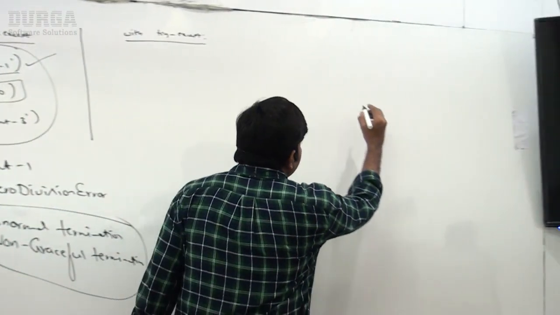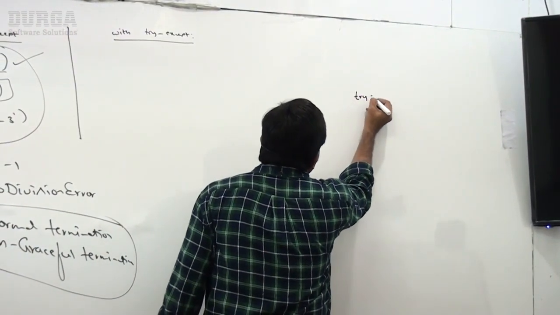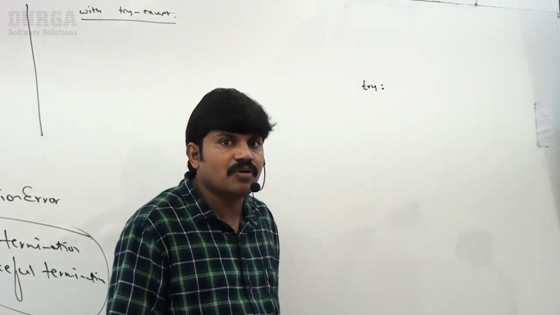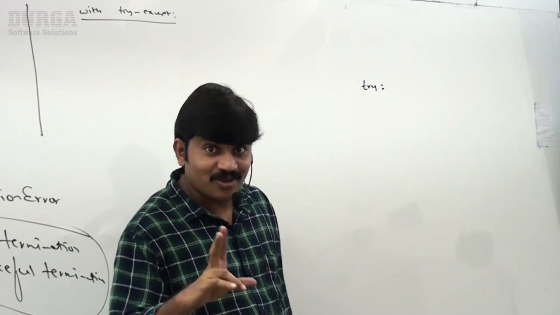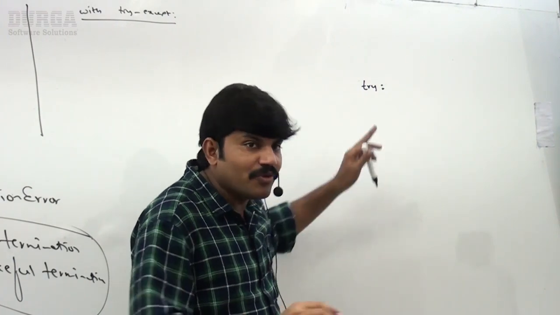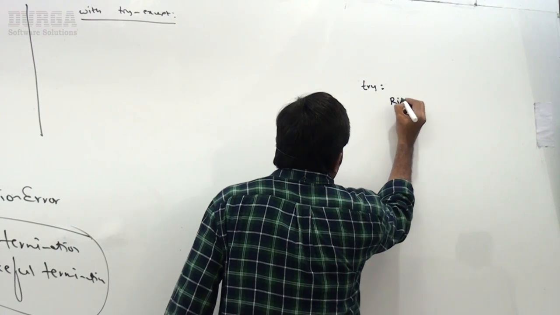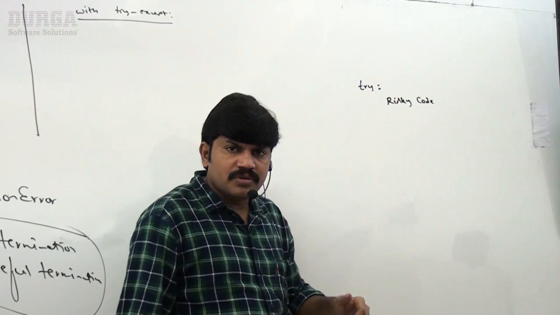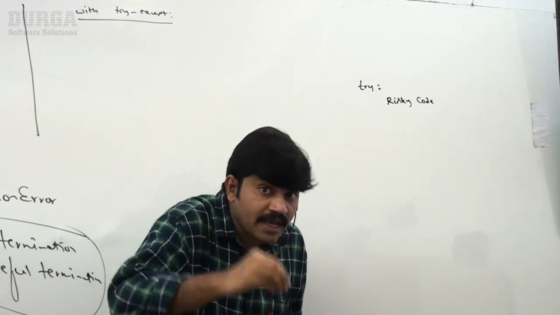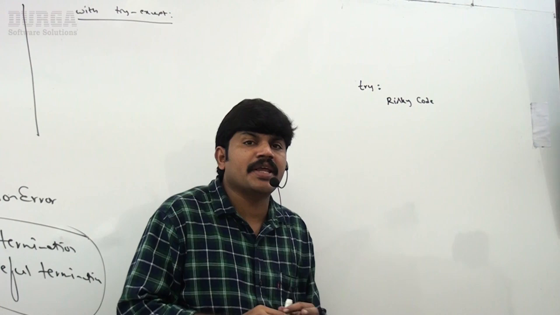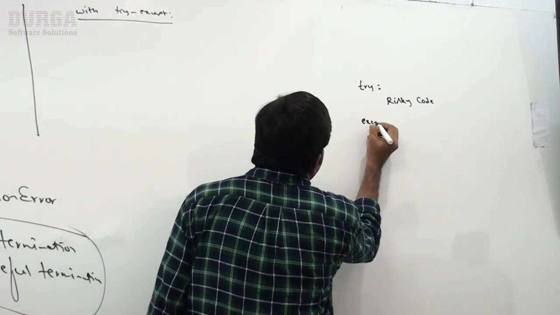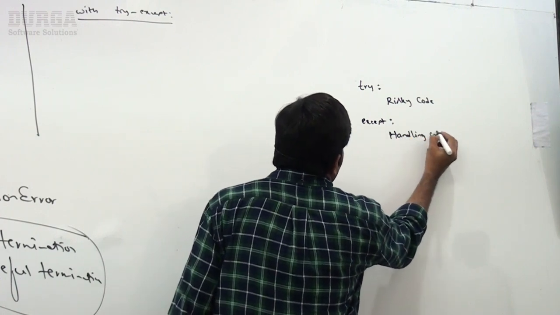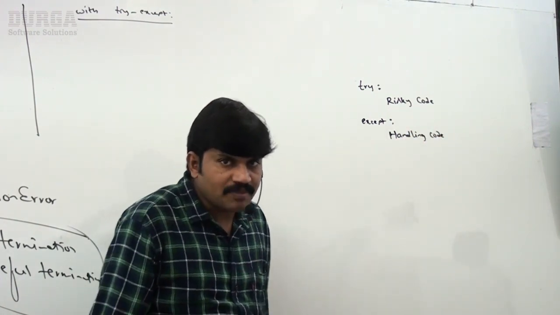So within the try, which code do we have to take? The code which may raise an exception, that code is called risky code. Risky, but not whiskey. Whiskey is also risky only. So in try, we take risky code. Next, while executing this risky code, if an exception rises, you should have handling code, right? We have to take the handling code inside the except block.